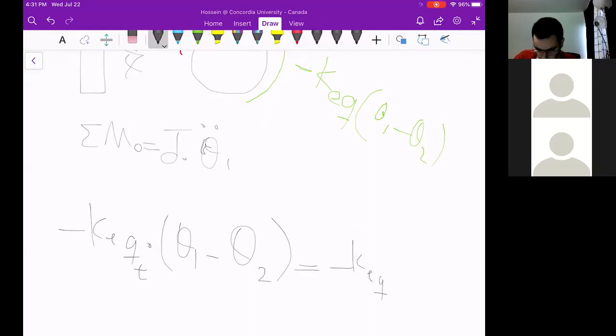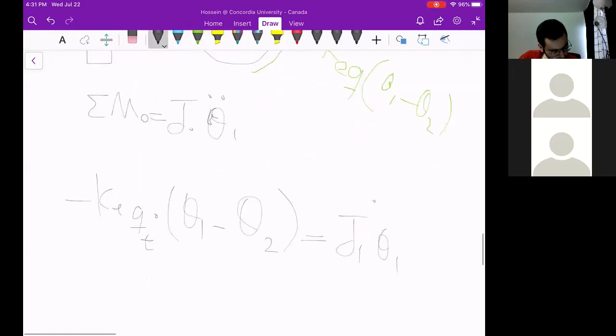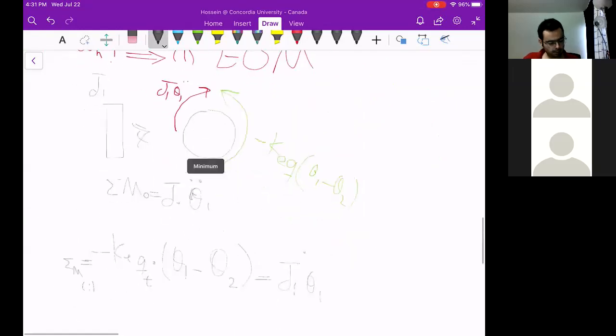which is equal to minus K equivalent, sorry, J1 theta double dot 1. This is equal to the summation of moments for the mass around this axis.